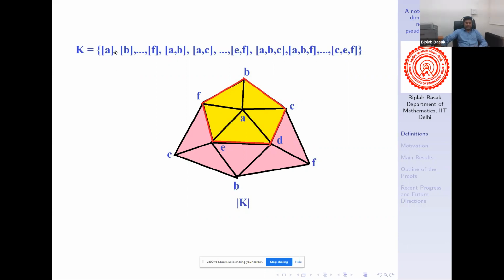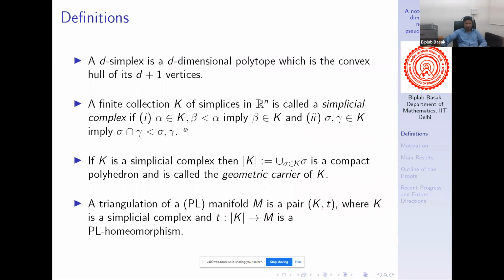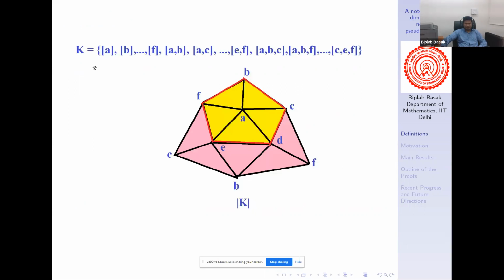So this collection, you can easily check that it satisfies both of these properties. Therefore, this collection is a simplicial complex. And this is the geometric carrier of K. To visualize this as a compact polyhedron, you need at least dimension 4, and you can check that this is nothing but RP2. Therefore, we can say that this K is a triangulation of this topological space, which is RP2.